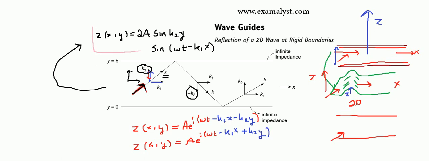So we just guessed the solution. It's very easy to guess. The K2 part will form the standing wave. That's why it is sine K2 y. Agreed.